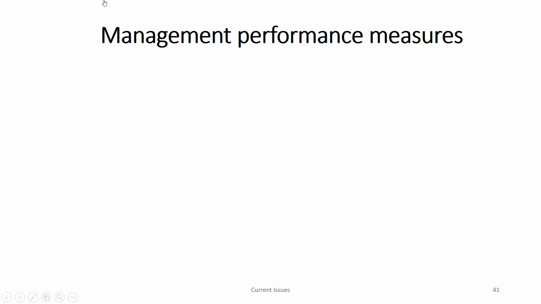Now we are moving towards management performance measure. So two areas we have covered: one is subtotals, the other one is disaggregation of information. The third and the fourth: third is management performance measure, fourth is cash flow. So management performance measure, how do you disclose or present this one?